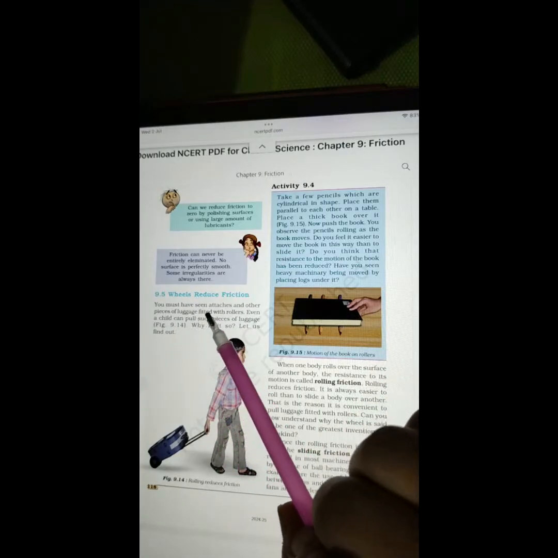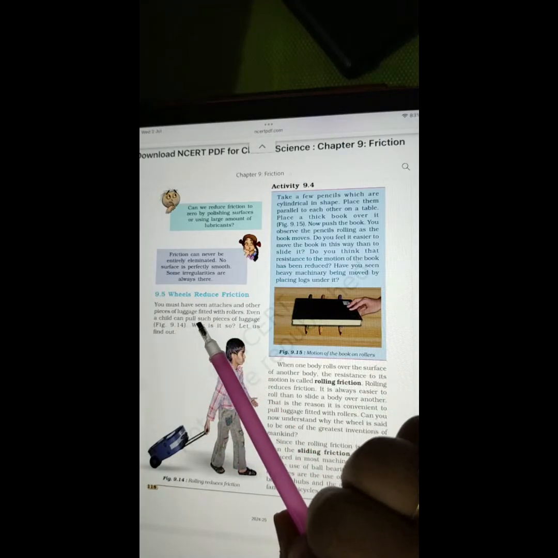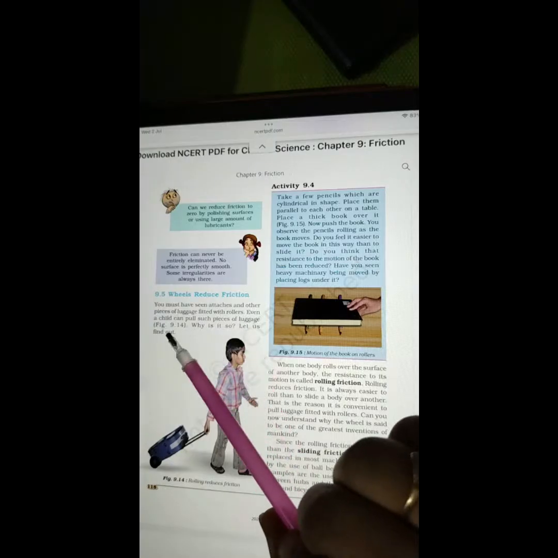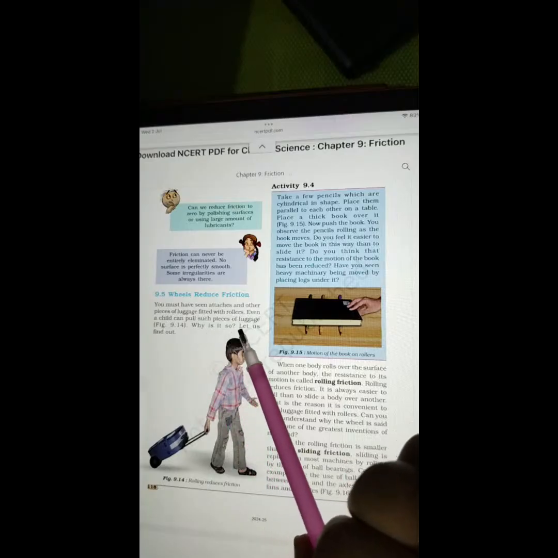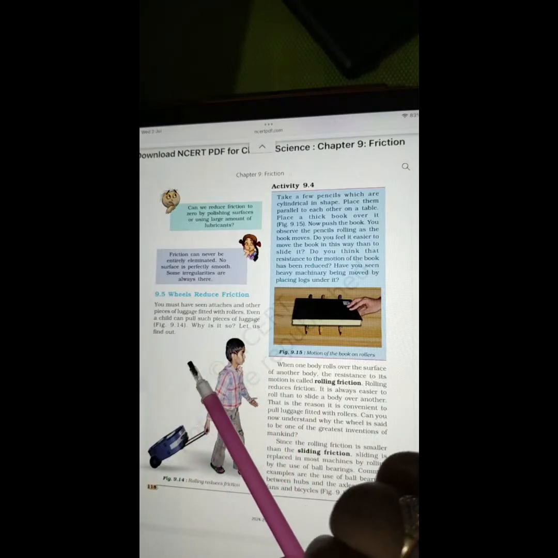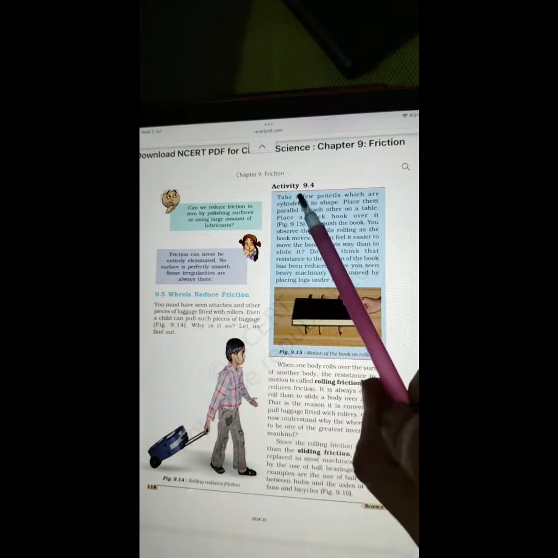9.5 Wheels reduce friction. You must have seen attaches and other pieces of luggage fitted with rollers. Even a child can pull such pieces of luggage, as seen in figure 9.14. Why is it so? Let us find out.